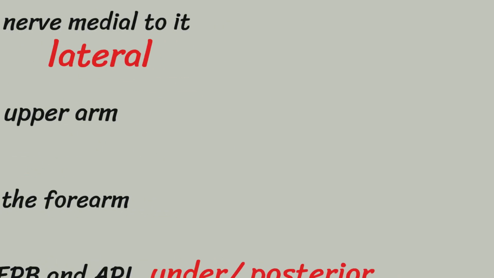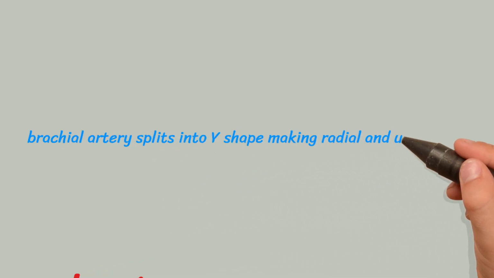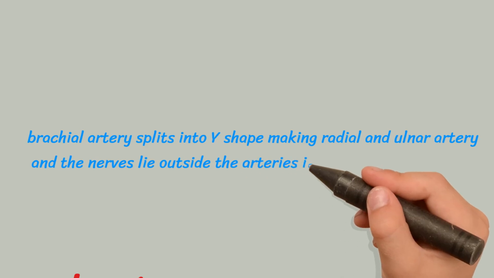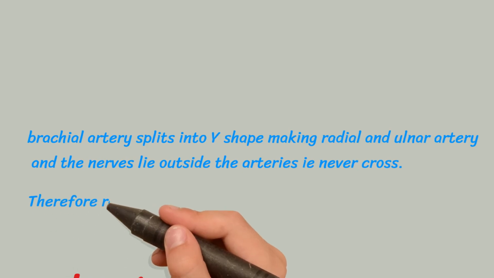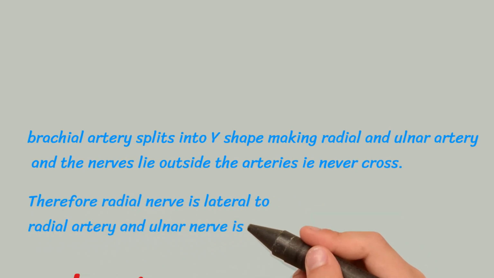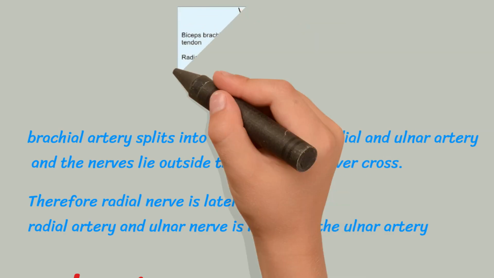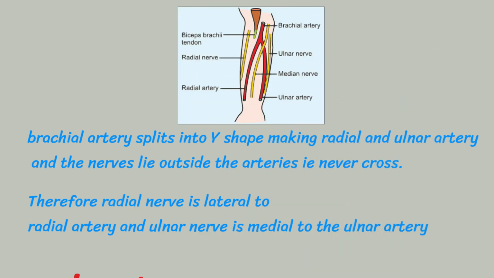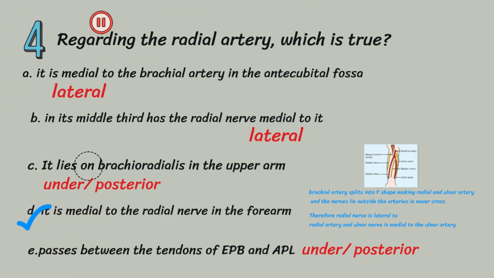So let's have a note here. If you know that the brachial artery splits into the radial and ulnar arteries like a Y shape or inverted Y, therefore the radial nerve is lateral to the radial artery and ulnar nerve is medial to the ulnar artery. And if you need to know, look at this picture. You will see that the brachial artery is split into radial and ulnar arteries, while the ulnar artery is medial and radial artery is more radial to it along the course. So it leaves that it is medial to the radial nerve in the forearm.